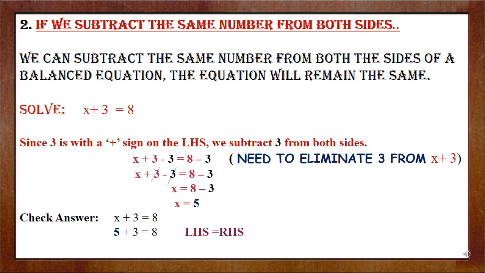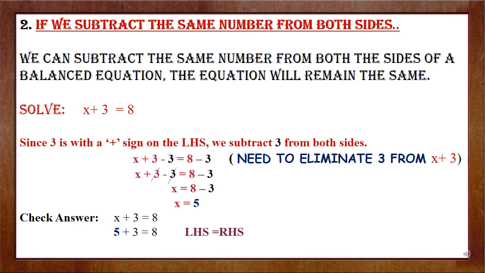Principle 2. We can subtract the same number from both the sides of a balanced equation. The equation will remain the same. Consider the equation x plus 3 equals 8. We have to remove 3 from x plus 3. Since 3 is with a positive sign on the LHS, we subtract 3 from both sides.